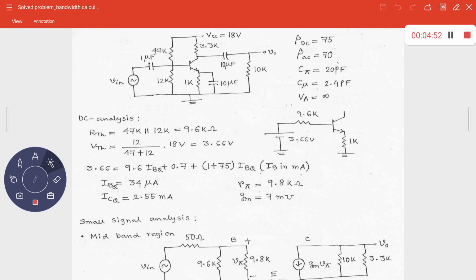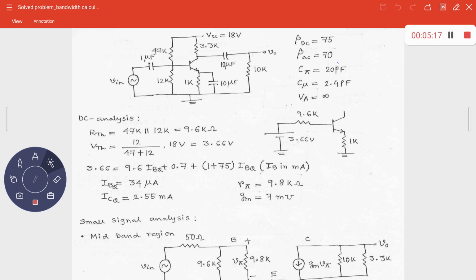47K, 12K, if you calculate, you'll be getting like 9.6K. That's very easy. And the Vthevenin is nothing but this 12 divided by the summation of these two, 47 plus 12, right? And then ultimately multiplied with the VCC, which is equal to 18 volt, and accordingly you are getting this Vthevenin to be 3.66 volts.